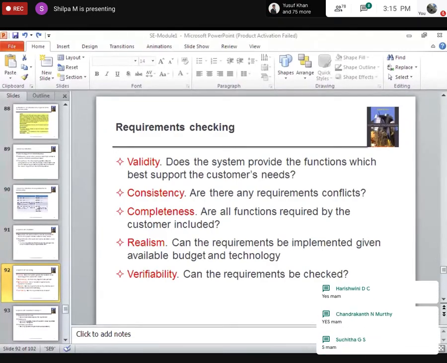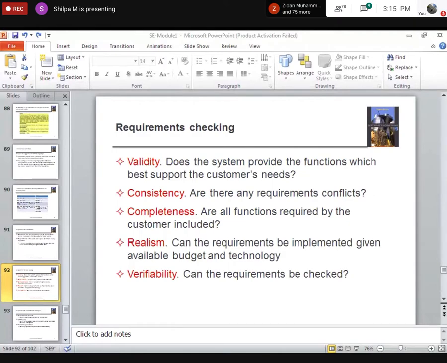Now you can read these slides. What is validation? Checking validity to see whether the requirements support the customer needs. Are there conflicts? Conflicts in the sense one says A plus B is equal to C, the other requirement says A plus B is equal to A plus B. Both things are there. Isn't it a conflict? So you should make sure that A plus B gives one answer. That should be clear. So there should be no confusion. The requirement should be clear. That is consistency. That is, if requirements are defined in n places, in n places also, it should be the same, not contradictory. Completeness, everything should be included.